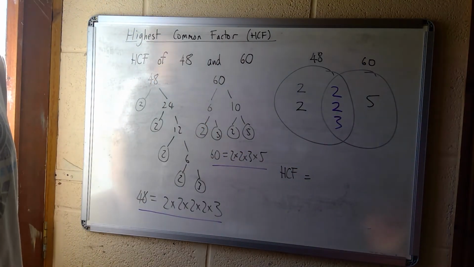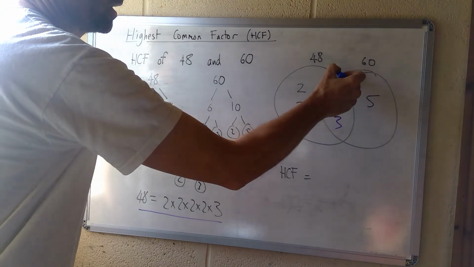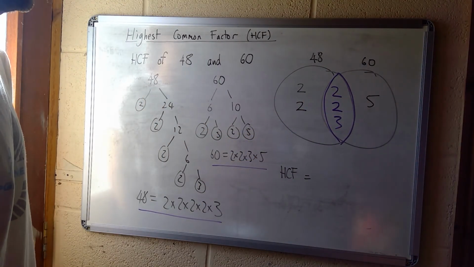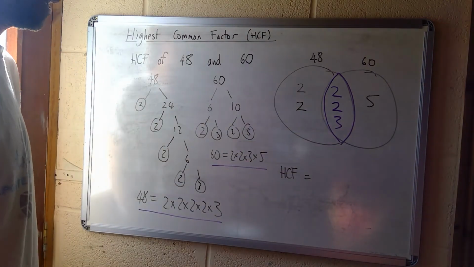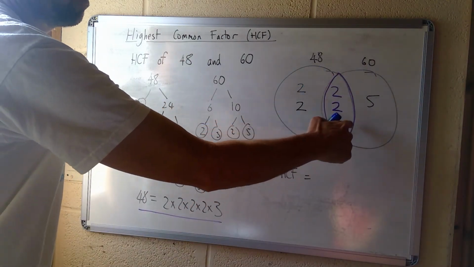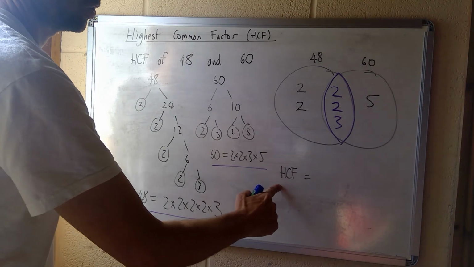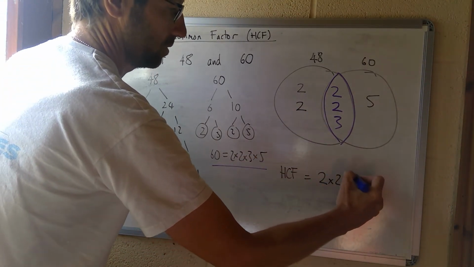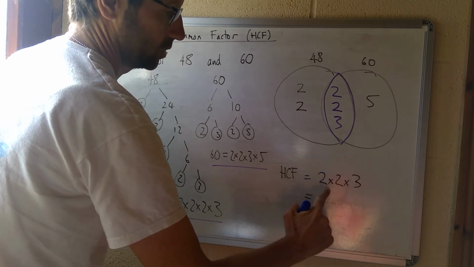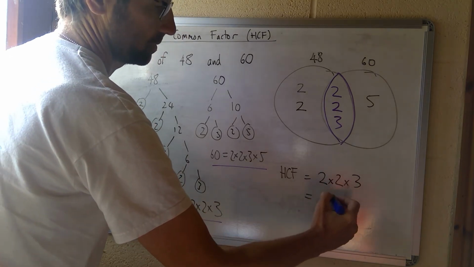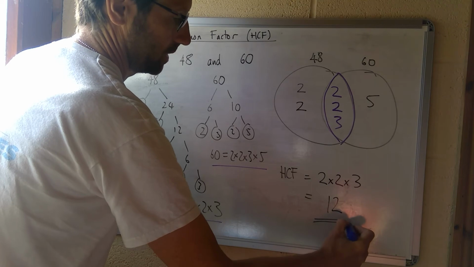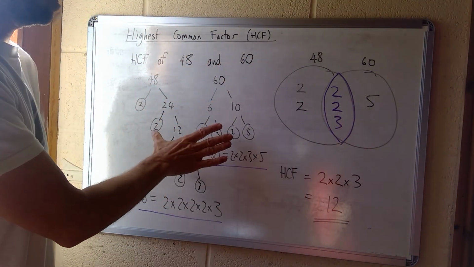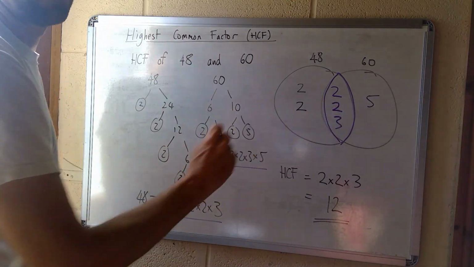To find the highest common factor, I look at what we call the intersection of the two sets. So the highest common factor is these prime factors in the intersection. So the highest common factor is 2 times 2 times 3. 2 times 2 is 4, times 3 is 12. So that's calculating the highest common factor using factor trees and a Venn diagram.